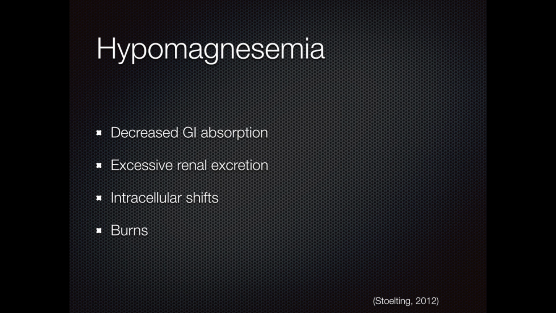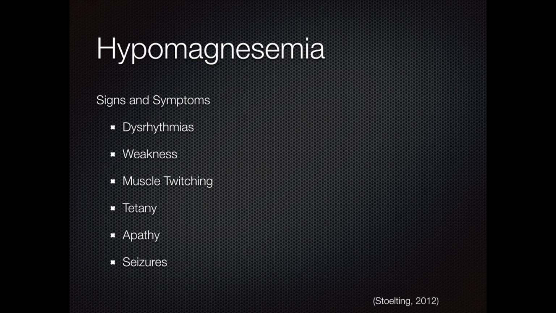through the nephron. Hypomagnesemia is primarily caused by a decreased intake of magnesium from the diet or by decreased absorption in the GI tract. Other causes include excessive renal excretion, hungry bone syndrome following parathyroidectomy, or losses following burn injury. Hypomagnesemia can cause dysrhythmias and neuromuscular symptoms such as weakness, muscle twitching, tetany, apathy, and seizures.